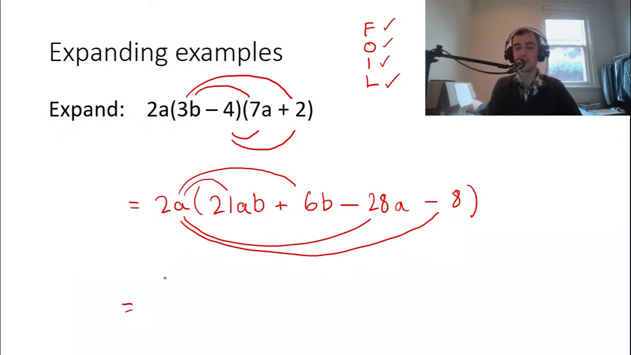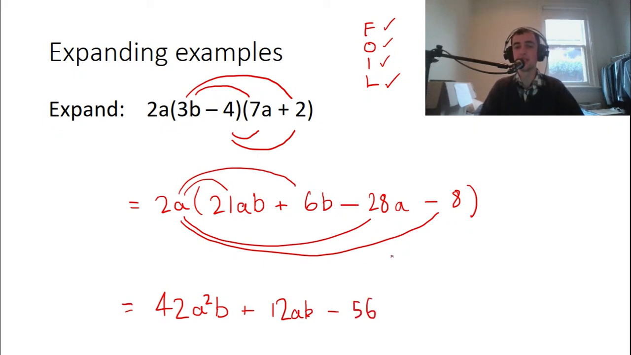Look at the numbers, first of all. 2 times 21 is 42. Then look at the letters, and we'll start with the first letter in the alphabet, A. So A times A is A squared. Then we've just got a B. I'll write that B on there as well. Okay, now let's do the next one. 2A times 6B. 2 times 6, we'll just do the numbers first, is 12. And then we've got an A and we've got a B. Minus 2A times negative 28A. Well, I've already written the minus. So 2 times 28 is 56.